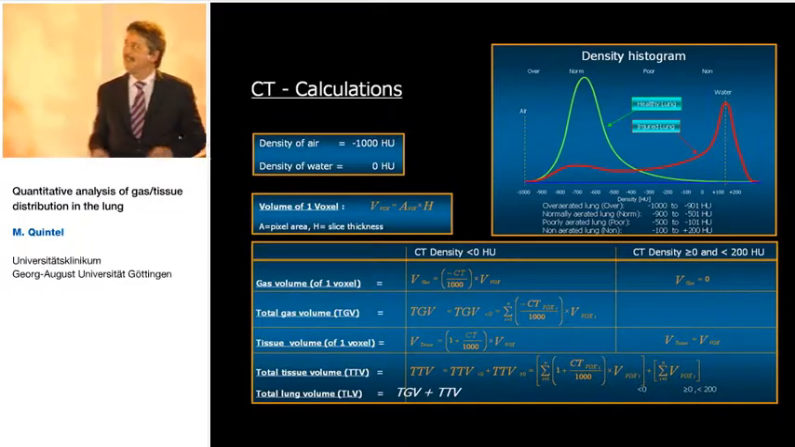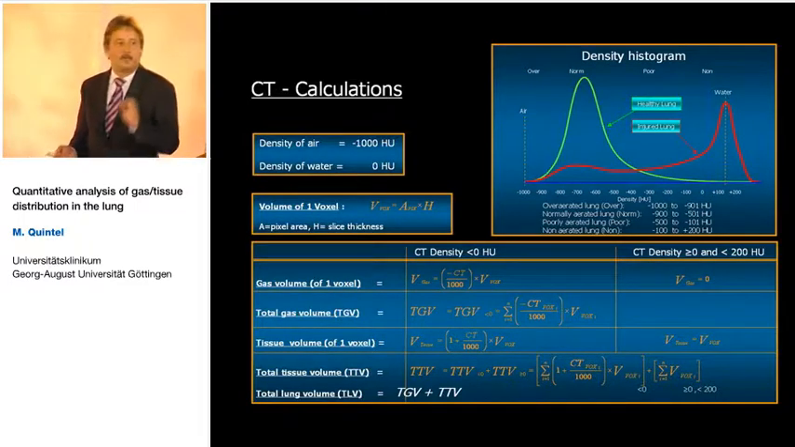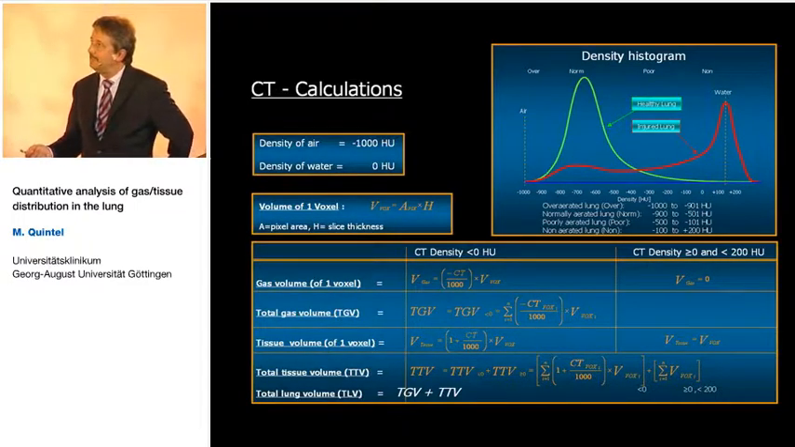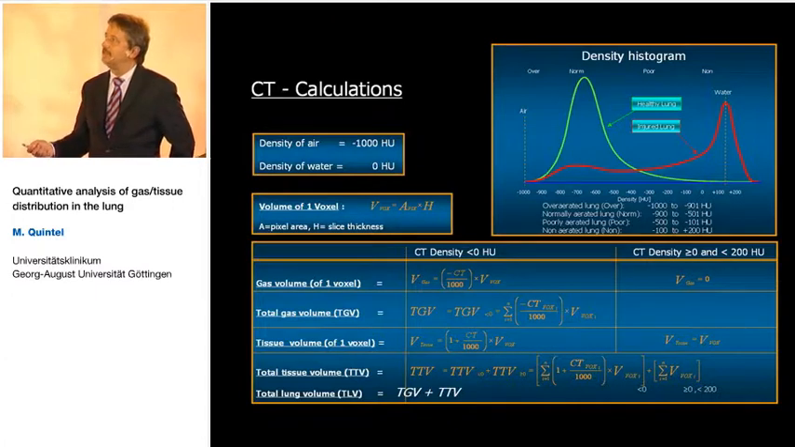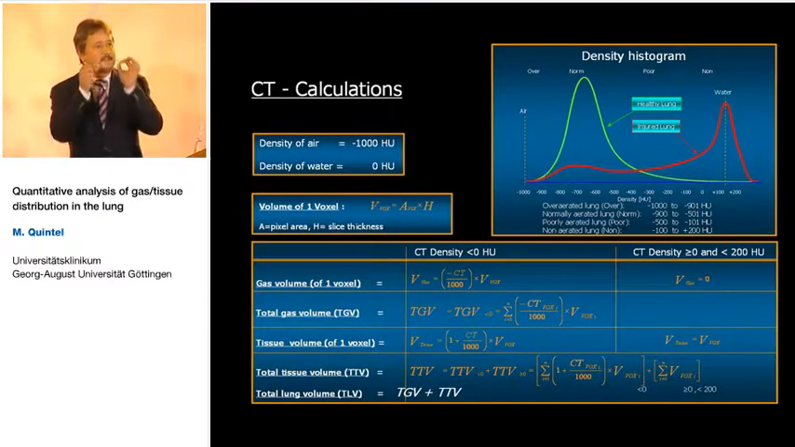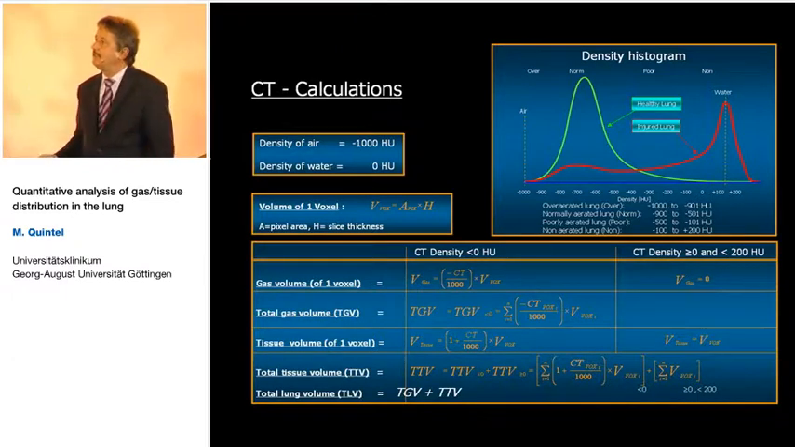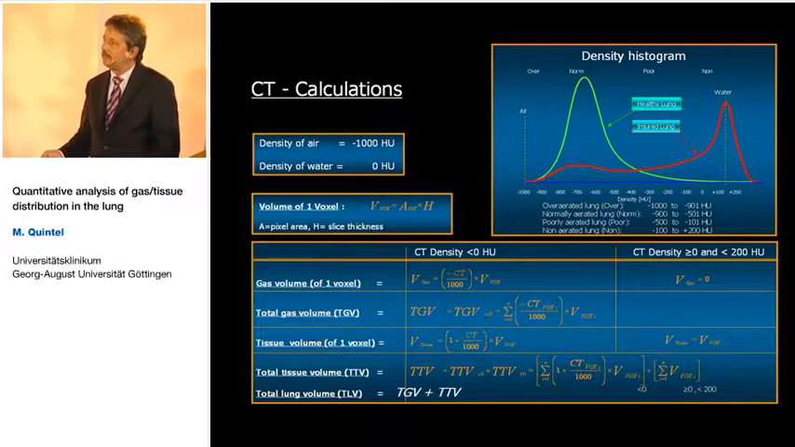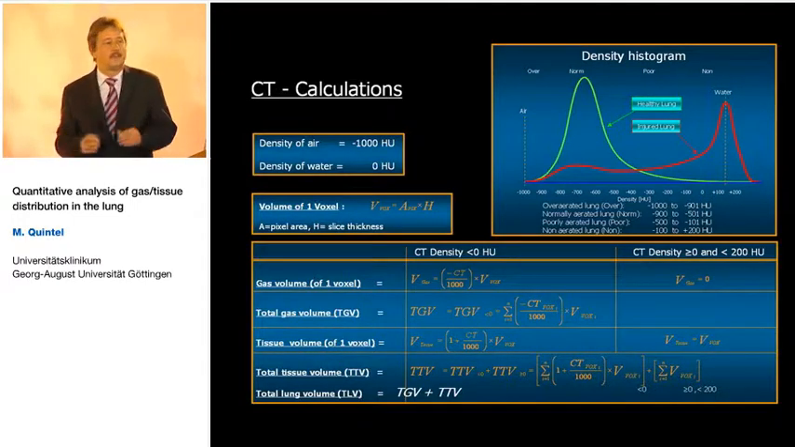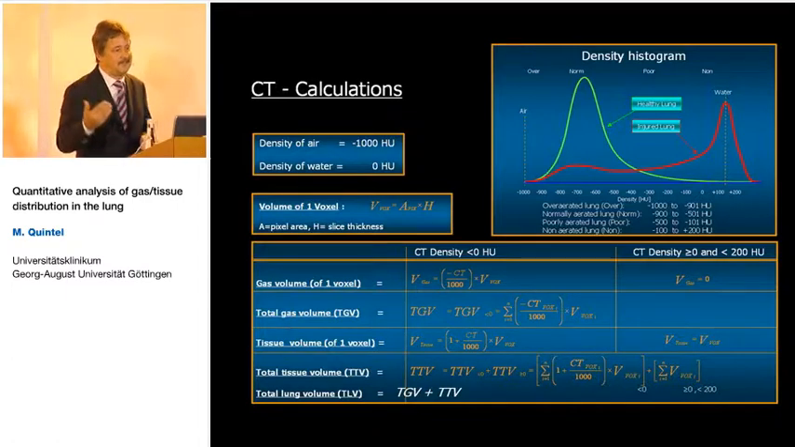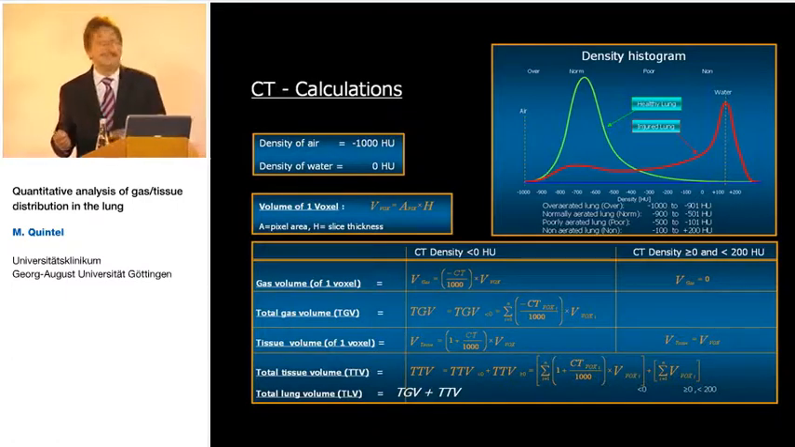Now, what I would like to show you is what you can finally derive if your assumptions are that the density of air is minus 1,000 and the density of water is 0, and then you look for the voxel, which is the smallest CT unit of the lungs. And then you start off calculating the gas volume. You can look for the total gas, the tissue volume, and of course you can do all the calculations with well-defined, internationally accepted equations.